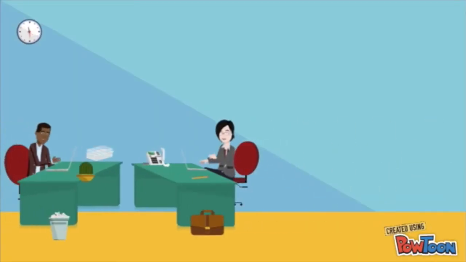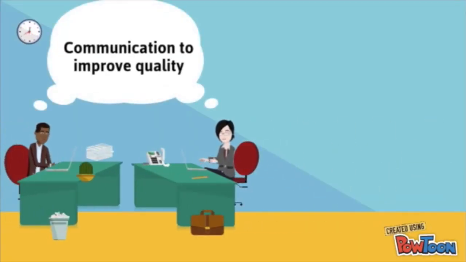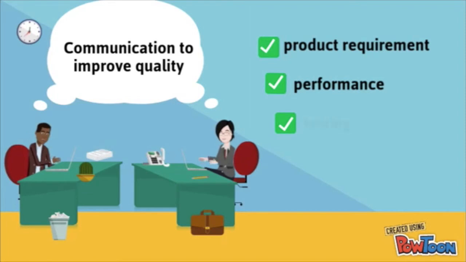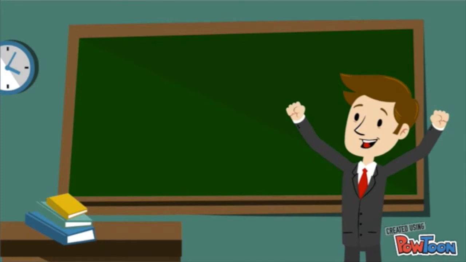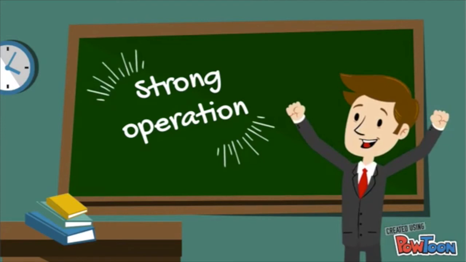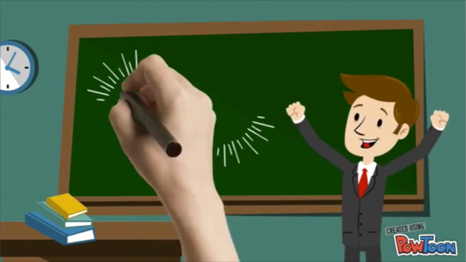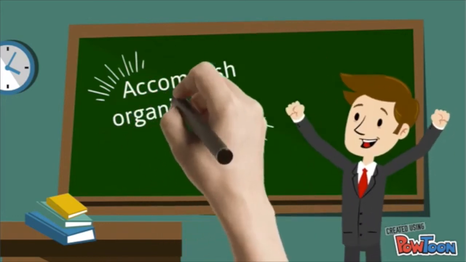Sixth is communication to improve quality. In order to improve quality, effective communication is very important in every organization because it involves communication about product requirement, performance and testing. Besides, effective communication can lead to strong operations of the organization, and thus, effective communication will improve the quality and accomplish organizational goals.